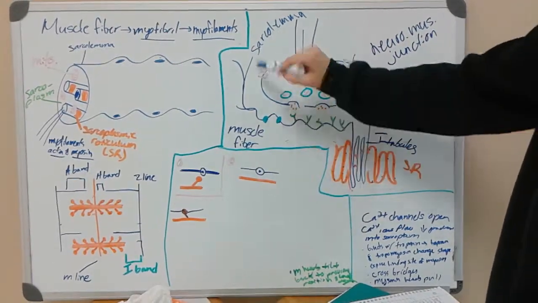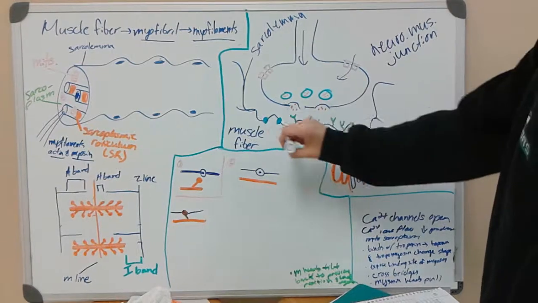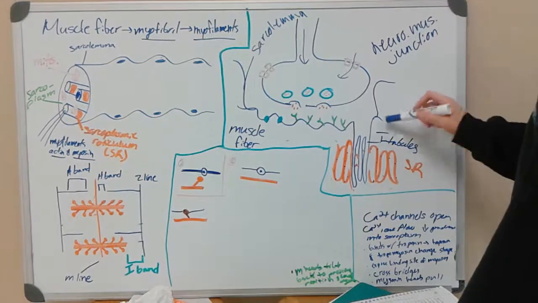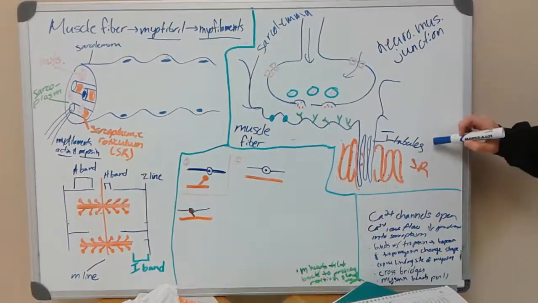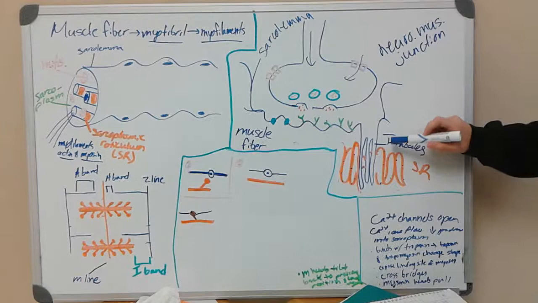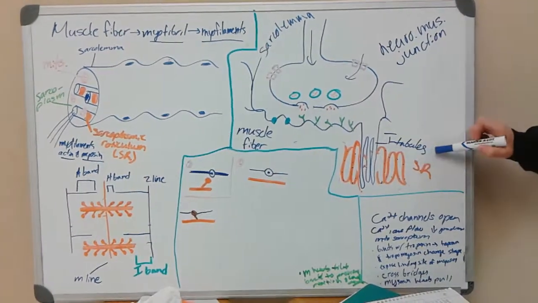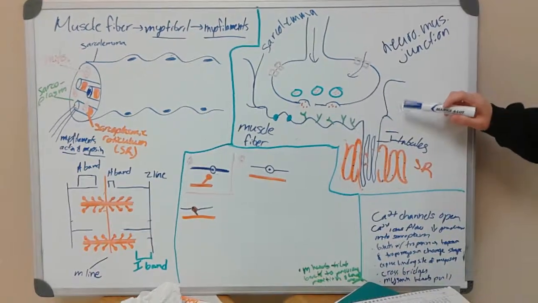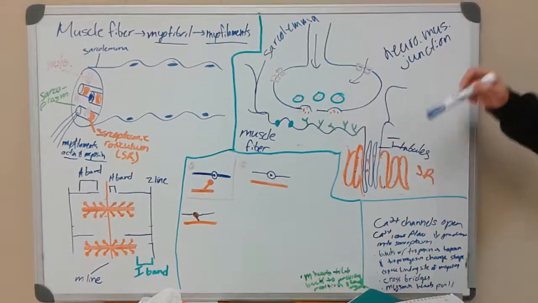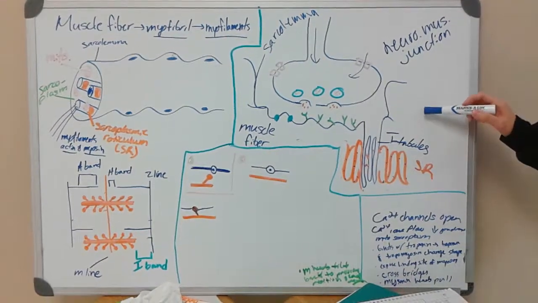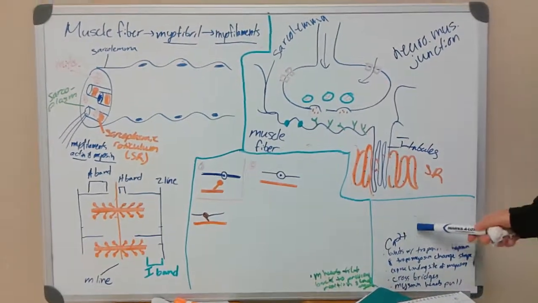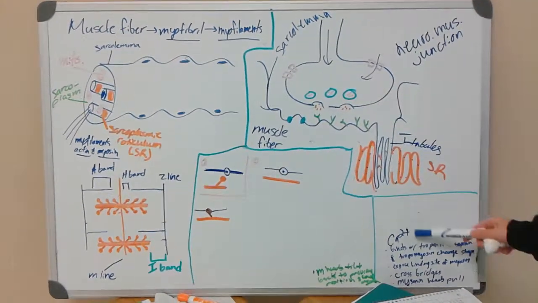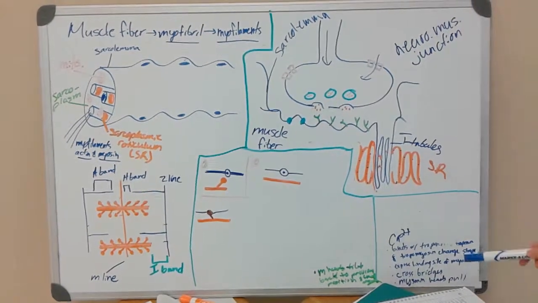That depolarizes the sarcolemma, and the impulse travels down the sarcolemma to the T-tubules. The electrical impulse from the T-tubules causes calcium channels to open in the SR, or sarcoplasmic reticulum. Once those channels open, the calcium ions flow down a steep concentration gradient into the sarcoplasm surrounding the myofibrils.